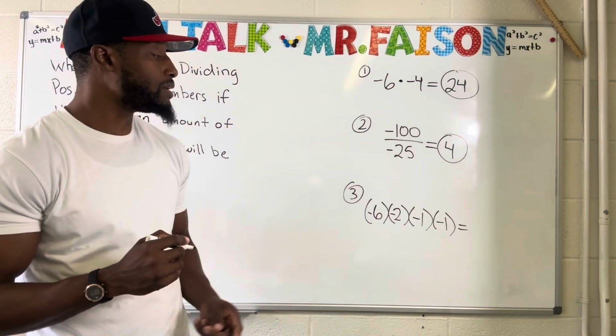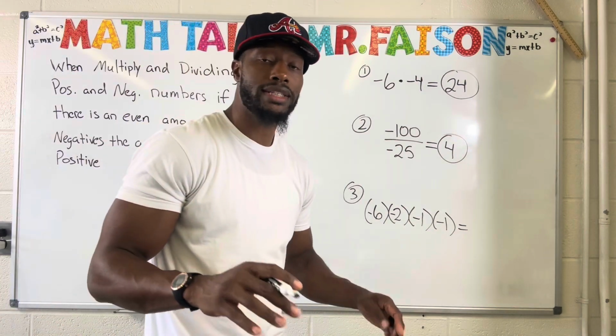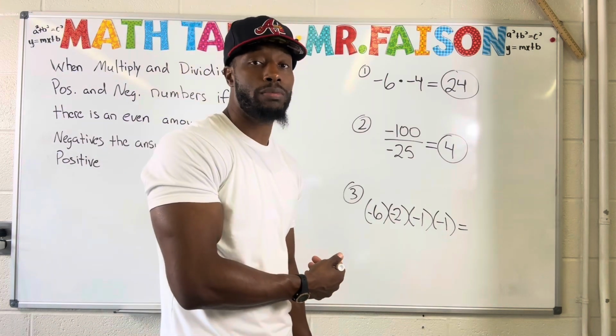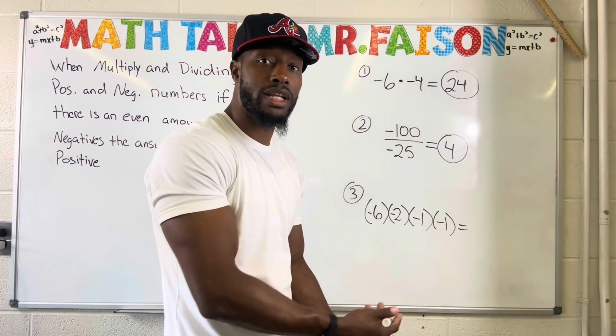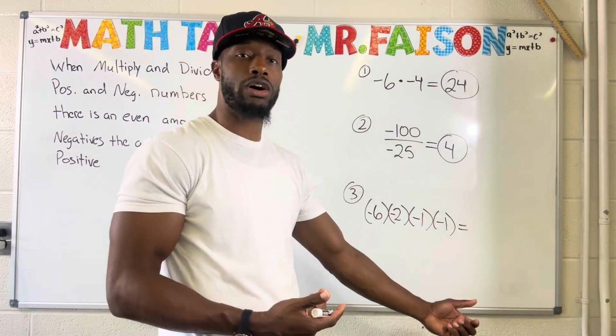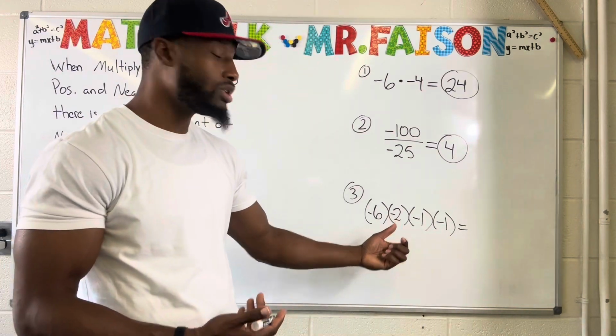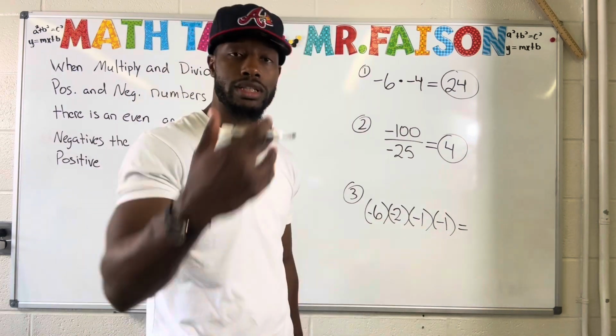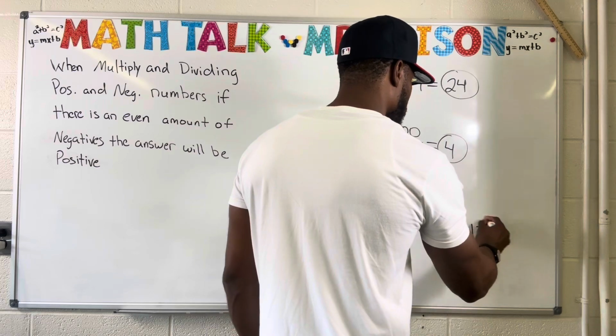We drop down to problem number 3. First thing I want to look at is how many negatives do I have in that problem? I have 4. So I understand that that's going to be an even amount of negatives in that problem, meaning my answer is going to be positive. Now I just have to worry about multiplying all of those numbers. 6 times 2 is 12. 12 times 1 is still 12. 12 times another one is still 12. So we have a positive 12.